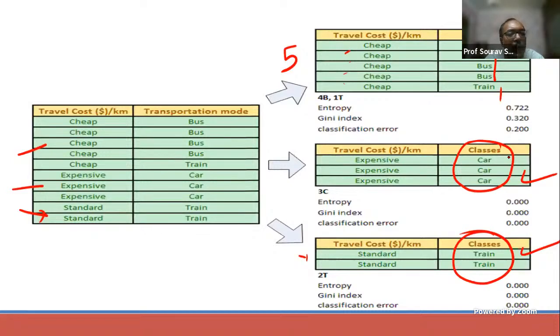So let's say I stop my decision tree here. This is the decision tree which I have created. I have split based on the travel cost. And let's see, if I stop it here, what is the accuracy of this particular decision tree? Who is going to give me the answer? Accuracy.